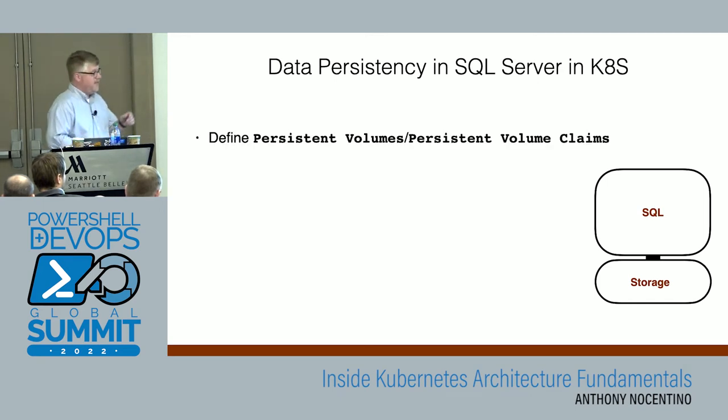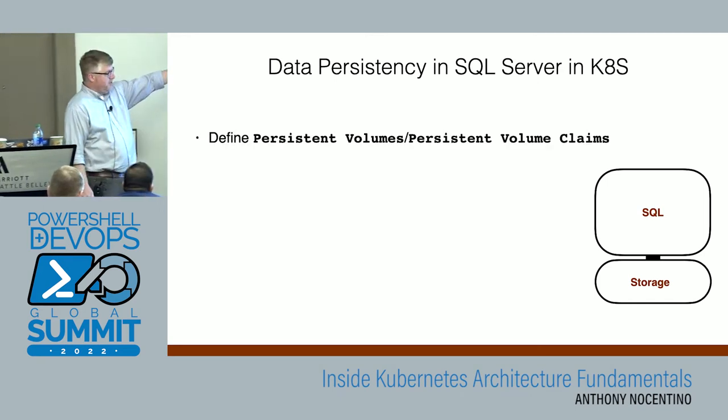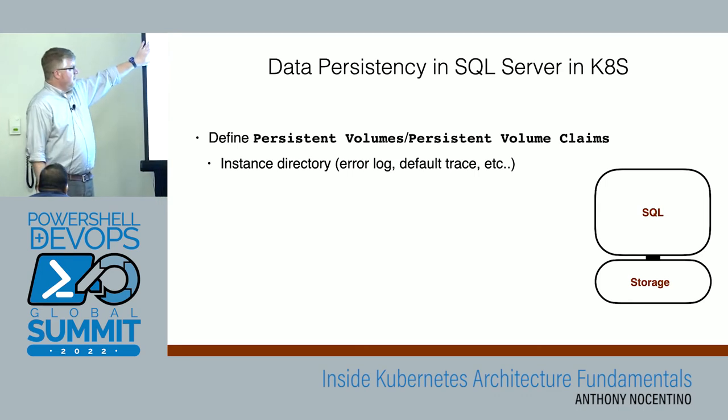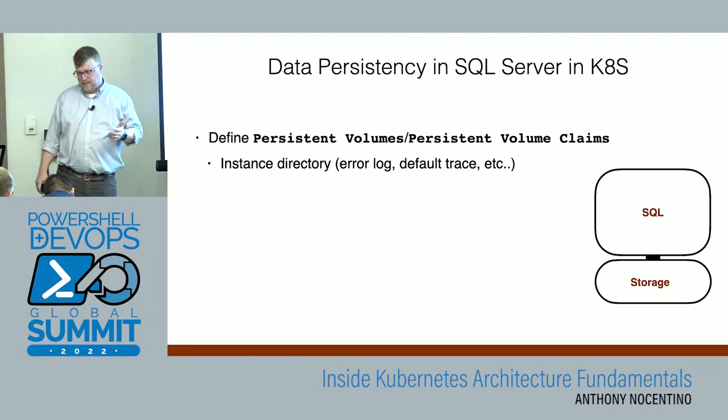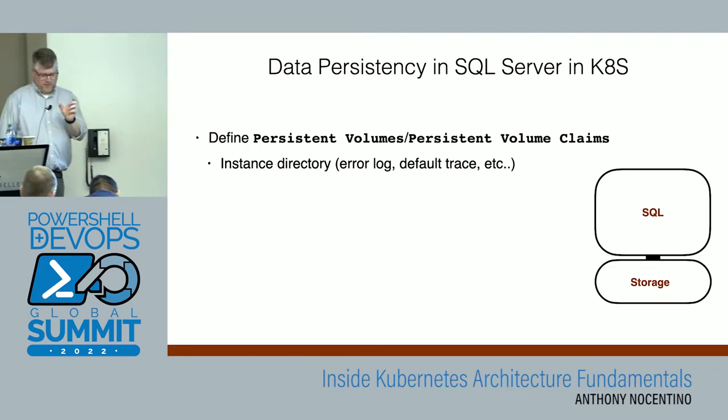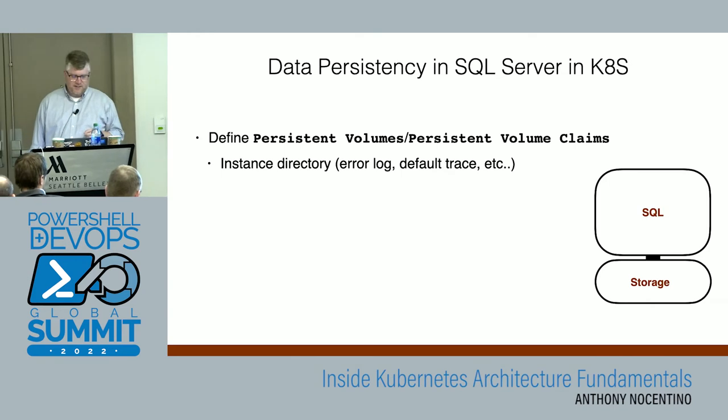So when I'm deploying an application like SQL Server, I have to define a storage tier, right? Just define a storage tier, and where I'm gonna store my data. There's a thing called an instance directory inside SQL Server, which stores all of the stuff about your application, the things that really describe the current state of my app.